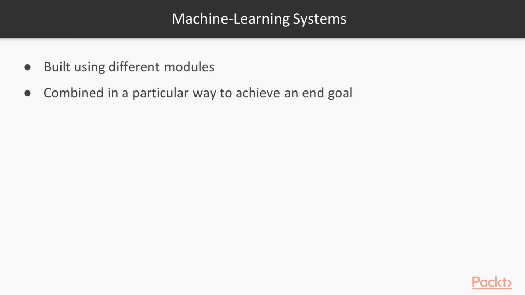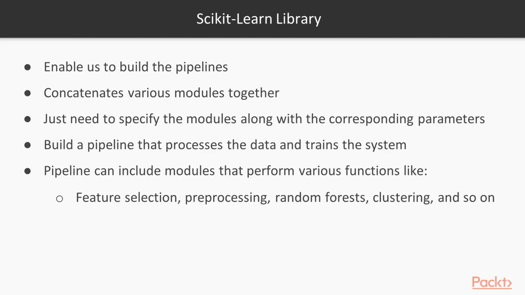Machine learning systems are usually built using different modules. These modules are combined in a particular way to achieve an end goal. The scikit-learn library has functions that enable us to build these pipelines by concatenating various modules together. We just need to specify the modules along with the corresponding parameters. It will then build a pipeline using these modules that processes the data and trains the system. The pipeline can include modules that perform various functions like feature selection, pre-processing, random forests, clustering, and so on.